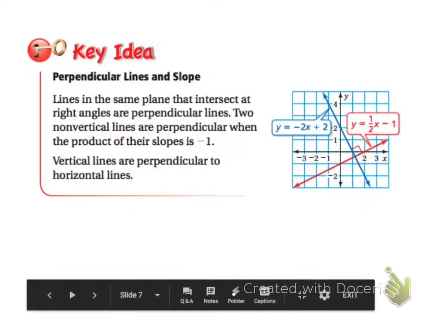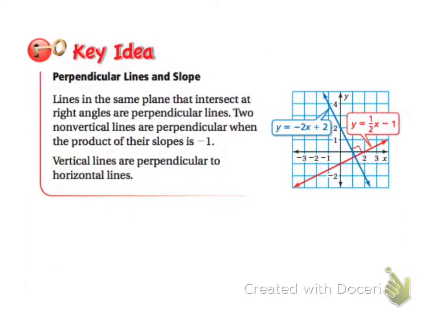Okay, the next concept about perpendicular lines, and you saw in the warm-up today, is that when the lines cross and form right angles, their slopes are going to be negative reciprocals of each other. We call that opposite reciprocals of each other. And you can see here it says the product of their slopes is negative 1.